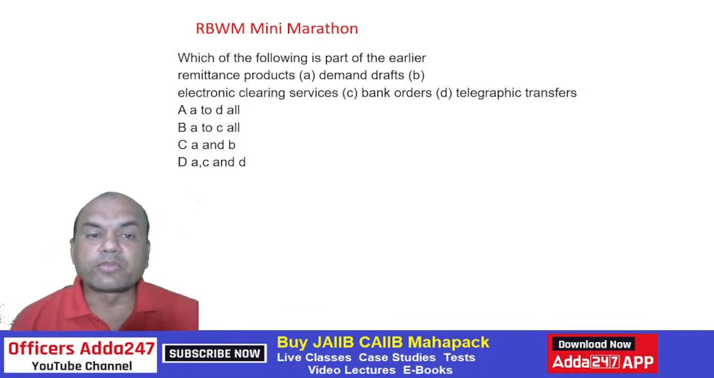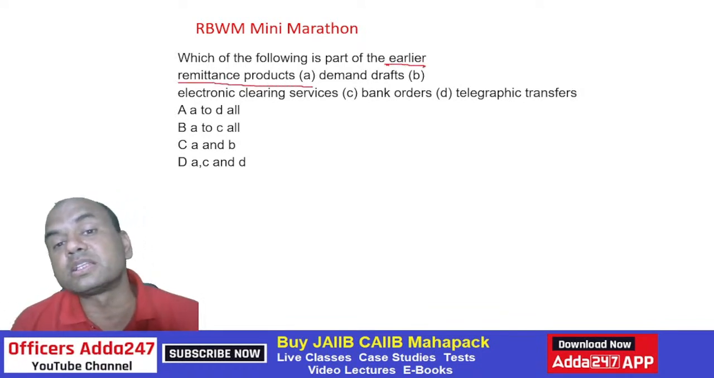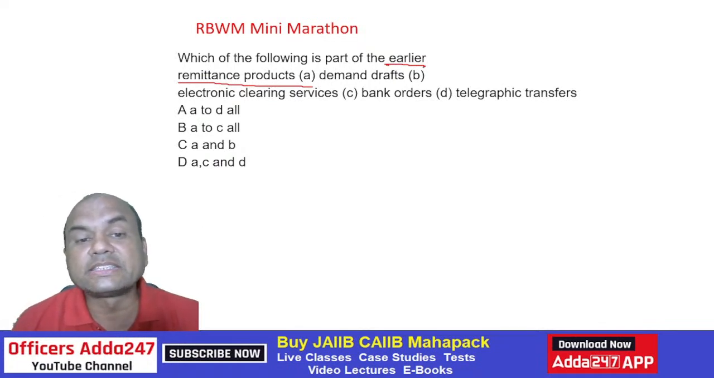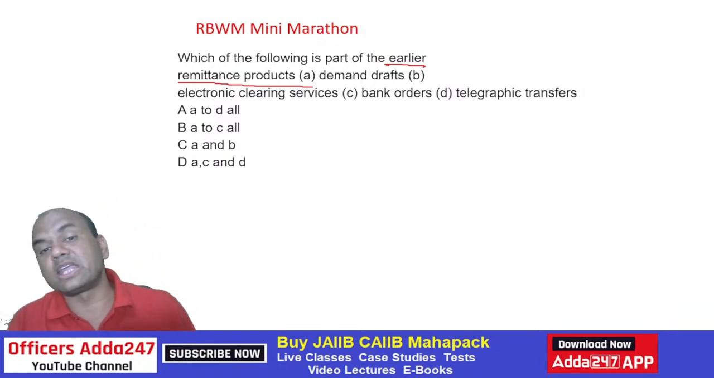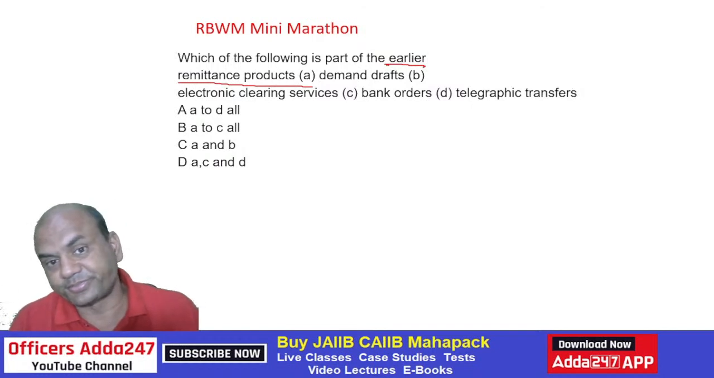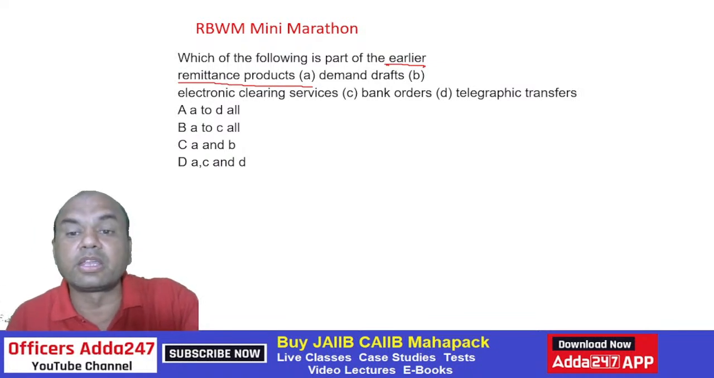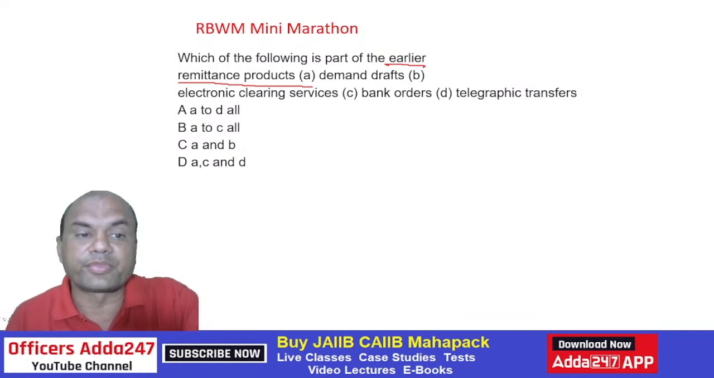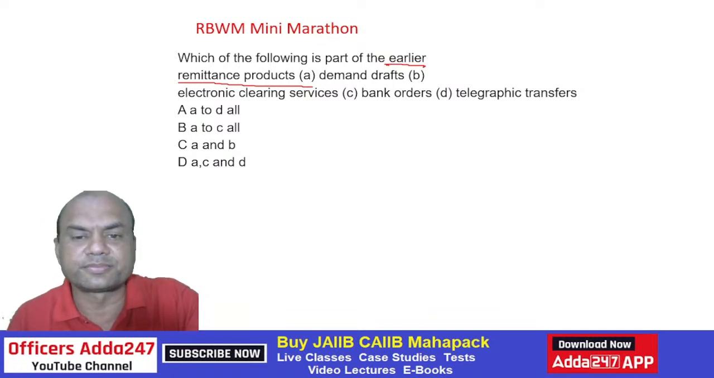Which of the following is part of the earlier remittance products? Earlier means we are not talking of the new ones, but the old ones. Demand draft, ECS (electronic clearing services), bank orders and telegraphic transfers, TT. Do you use this ECS now? Which of the following is part of earlier remittance? What do you think is the answer, guys? Everyone try it.